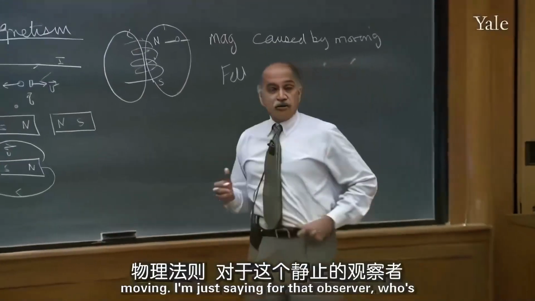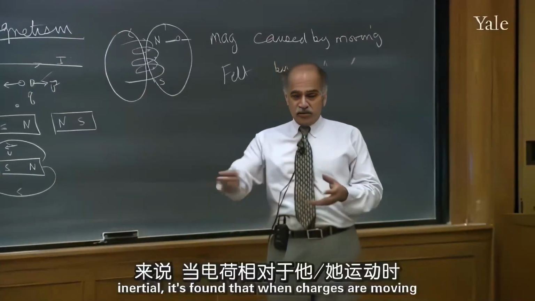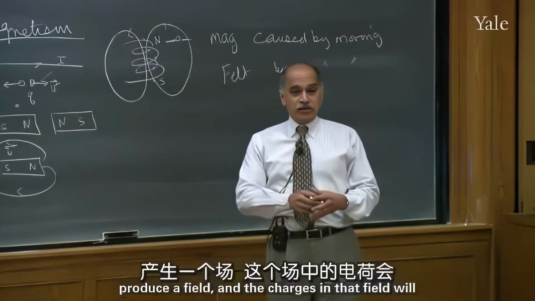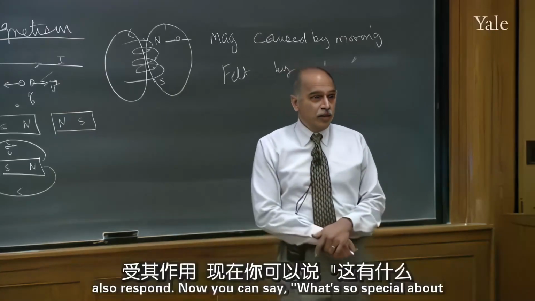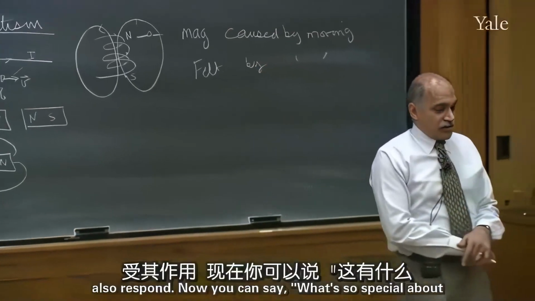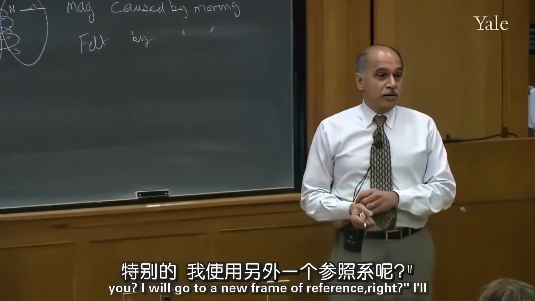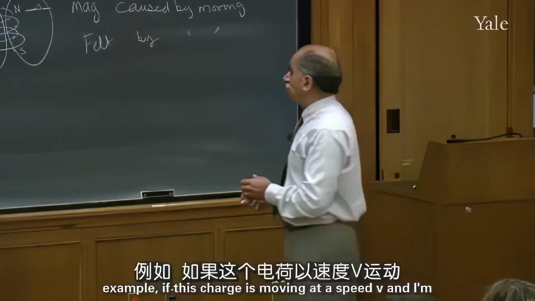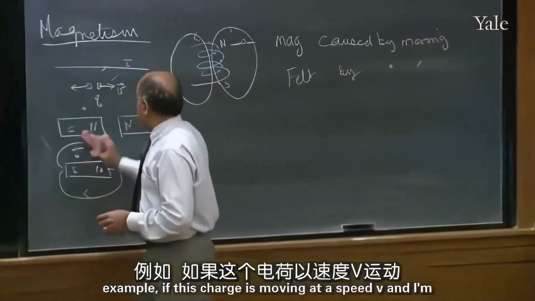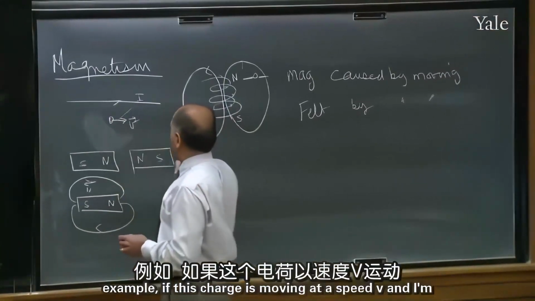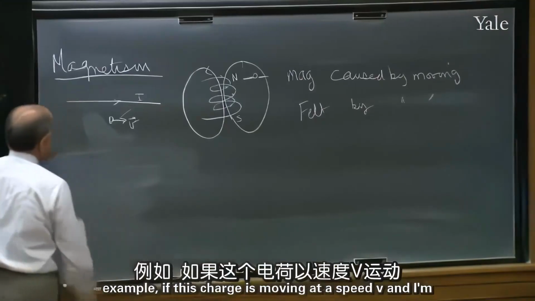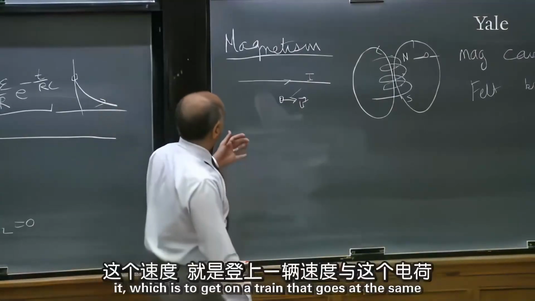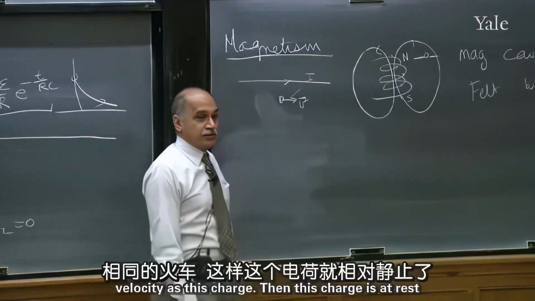I'm just saying for that observer who is inertial, it is found that when charges are moving according to him or her, they produce currents which produce a field, and the charges in that field also respond. Now, you can say, what's so special about you? I will go to a new frame of reference, right? I'll come back to that later, but I cannot resist telling you at least the answer to some of the questions. For example, if this charge is moving at a speed v, and I'm completely stymied by this velocity because I don't know how to deal with it, there's one way to deal with it, which is to get on a train that goes with the same velocity as this charge.